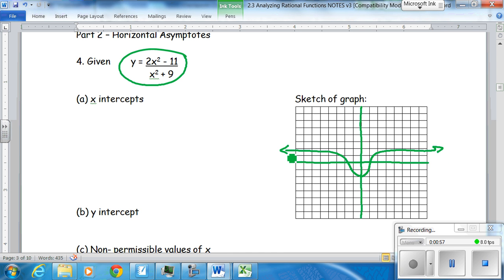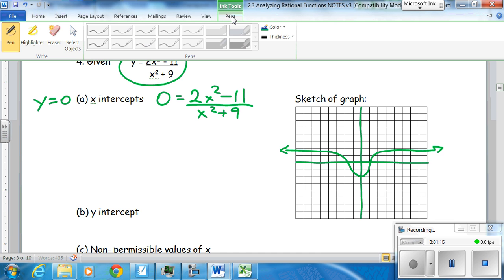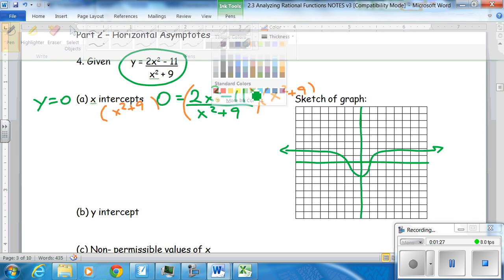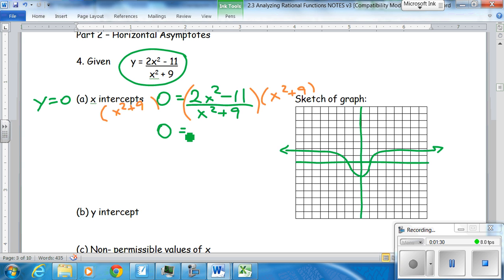Now, remember, I do want you to be able to algebraically calculate the x-intercepts. For the x-intercepts, y is equal to 0, so 0 is equal to (2x squared minus 11) over (x squared plus 9). You're welcome to try factoring that, but good luck. So I multiply both sides by x squared plus 9, canceling out my denominator, and I'm down to my numerator.